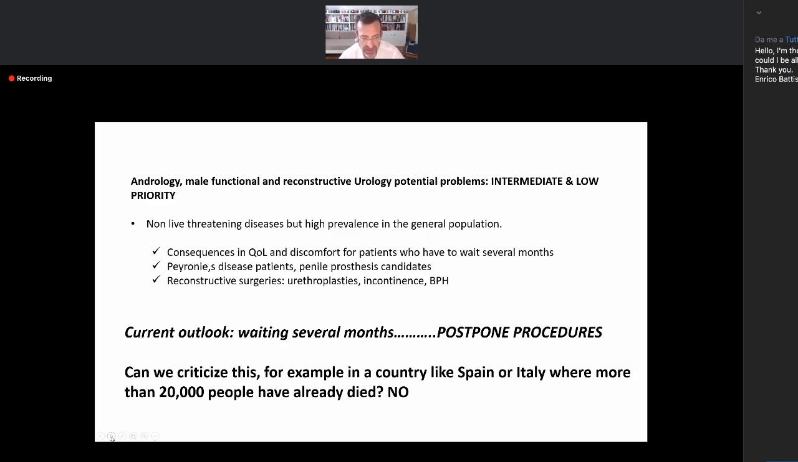So what can we do? I mean, we can wait, and we must wait several months or maybe 1 year, for example, in these patients, because they are not urgent, they are not priority, but we cannot stop all this program of surgeries, and we have to look for solutions to treat these patients. We can go ahead, Russell.